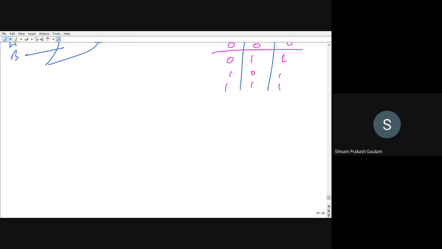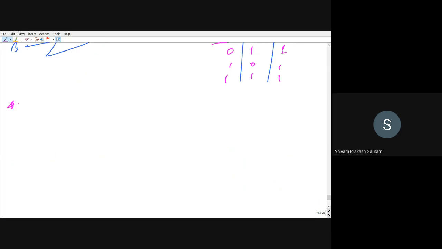That was the OR gate. If anyone has any doubt, you can stop me. Okay. Next gate is the NOT gate.